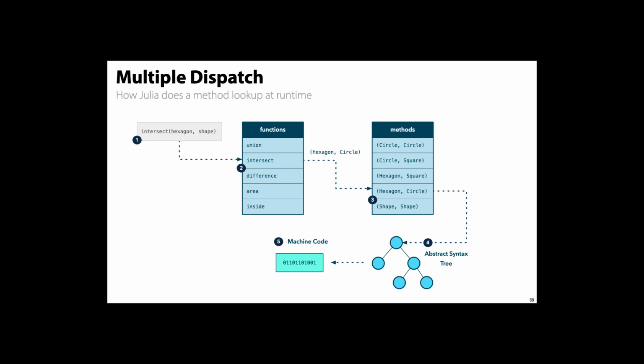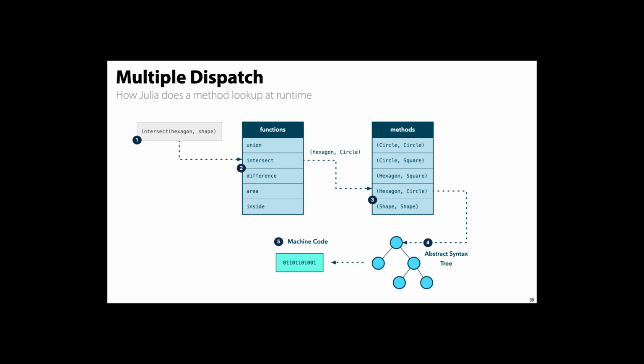You start with, does this tuple match circle, circle? No, because the first one is a hexagon. Is it circle, square? Nope. What about hexagon, square? No, the last one is a circle. Okay, so we finally get to hexagon, circle, and we got a match. If we didn't get a match, we would just keep on going, and we would get a match for shape, the last entry here, because we have to assume that hexagon is a subtype of shape and a circle is a subtype. You would have to actually write that in your code for this to work.